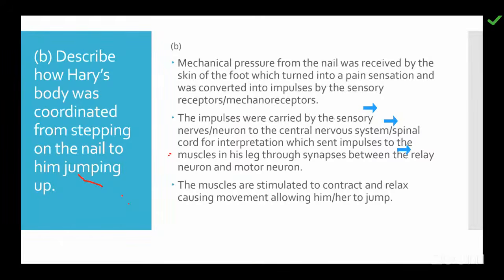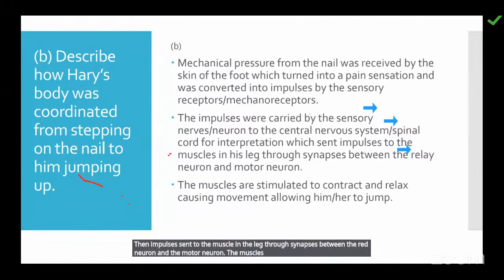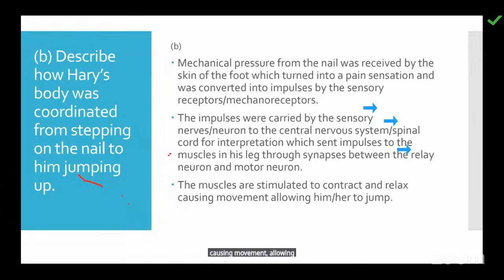Then impulses are sent to the muscle in the leg through synapses between the relay neuron and the motor neuron. The muscles are stimulated to contract and relax, causing movement, allowing him to jump. Okay, you can remove the her because it was him.